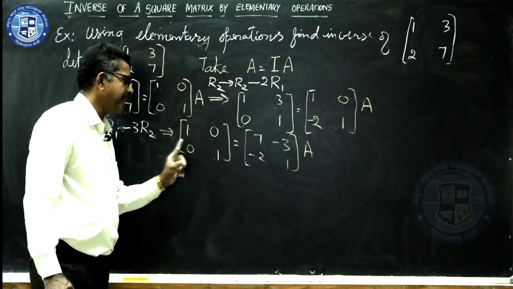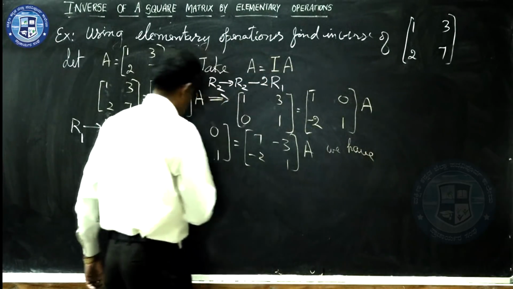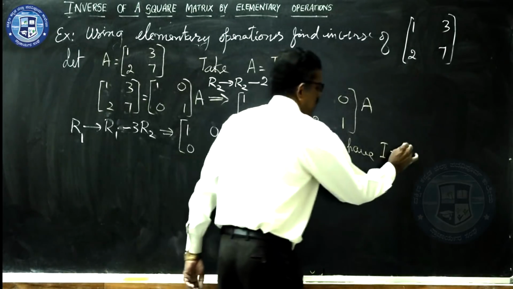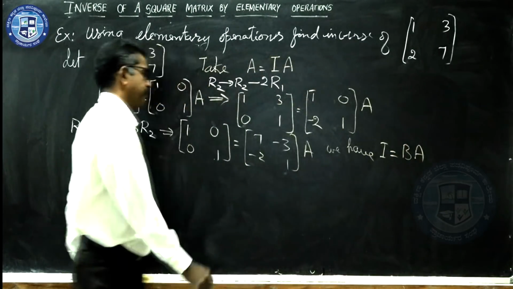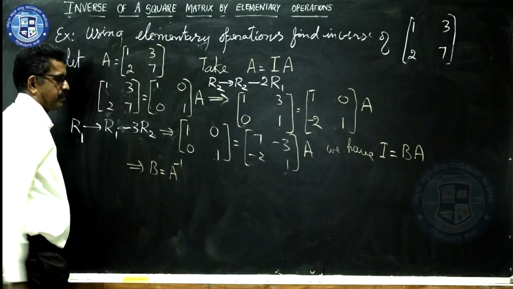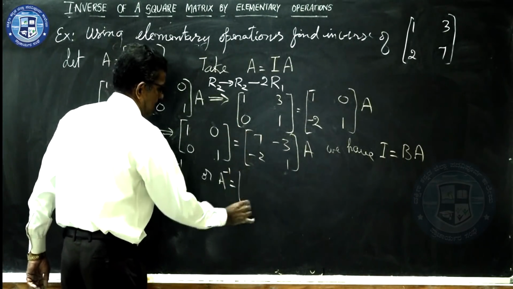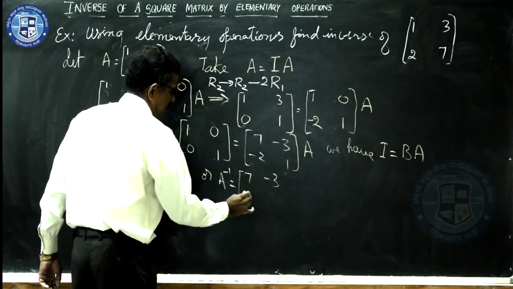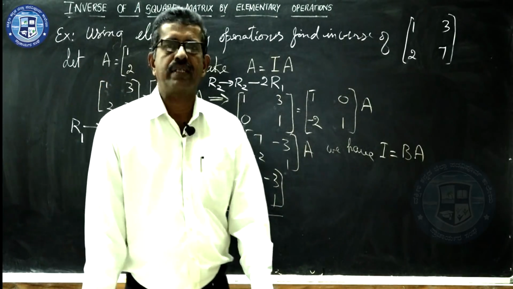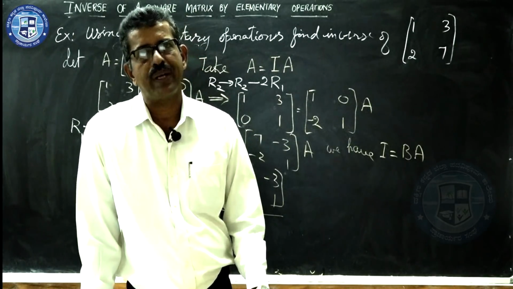The left hand side is the identity matrix. So the identity matrix is equal to, I just name this B into A, which further implies B is A inverse. The inverse of the matrix will be that matrix B. It is 7, minus 3, minus 2, 1. That is the inverse of a square matrix. I hope all of you got a clear idea about how to find the inverse of a square matrix.